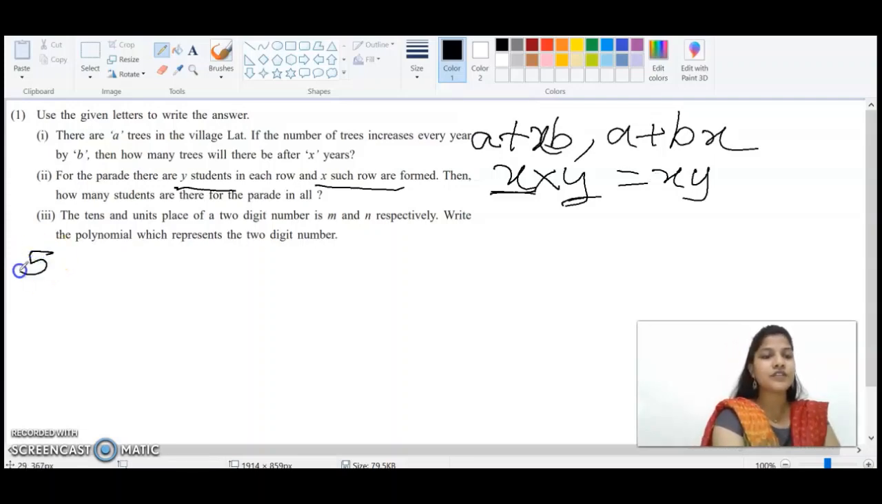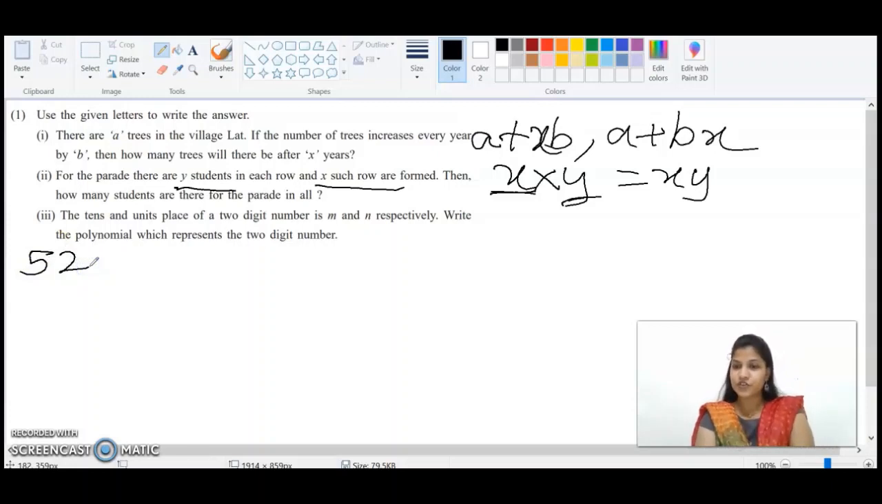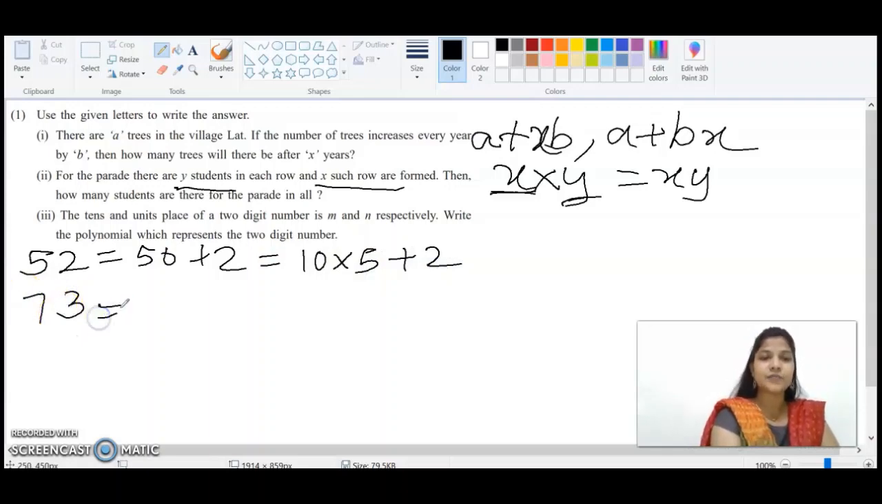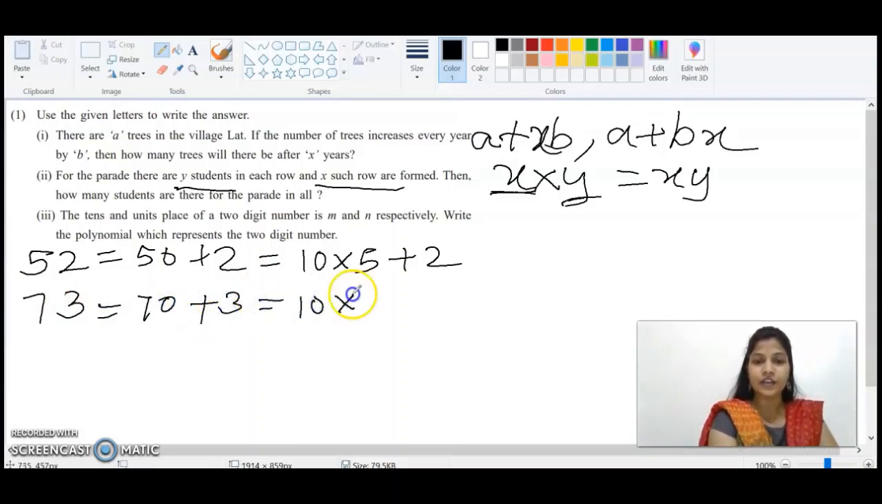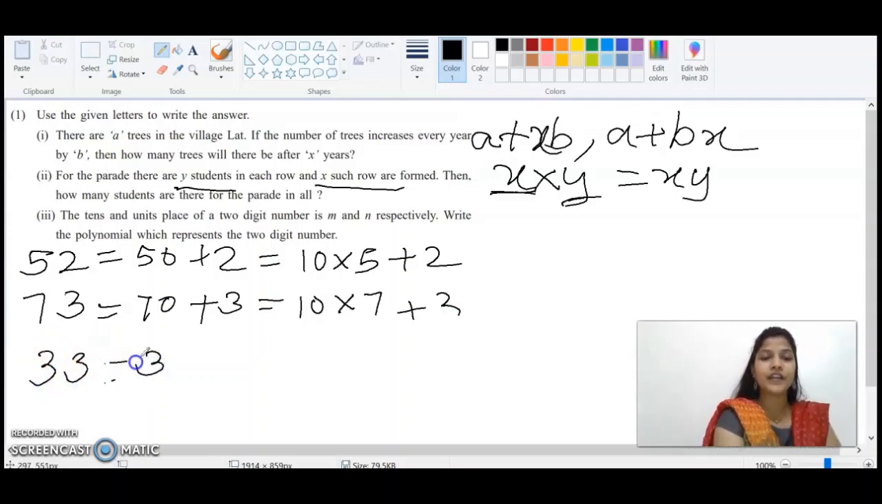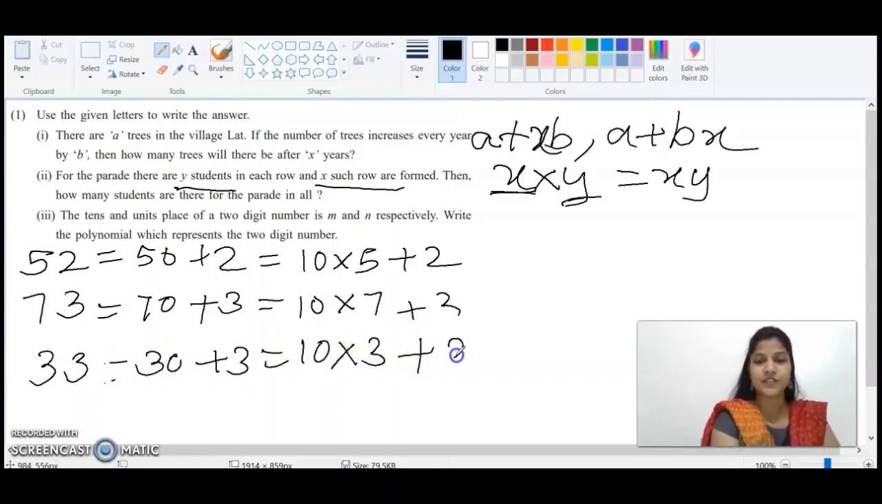So if we have a 2-digit number, suppose 52, I'll express this 52 as 50 plus 2, which is equal to 10 into 5 plus 2. Suppose 73. I express this as 70 plus 3, further 10 into 7 plus 3. If I get a number, suppose 33, how do I write it? 30 plus 3 is equal to 10 into 3 plus 3.